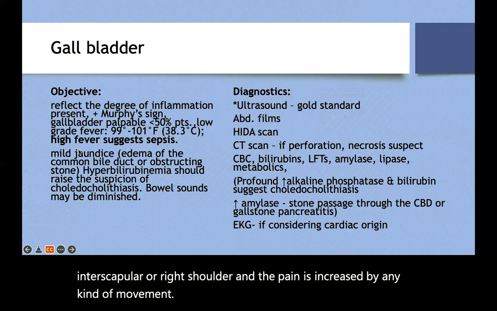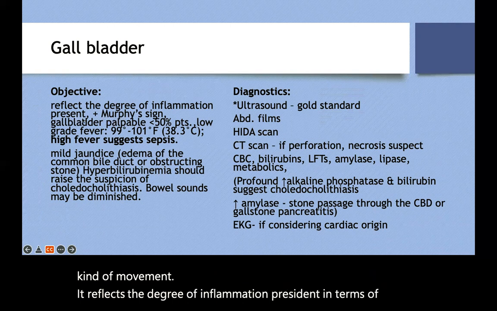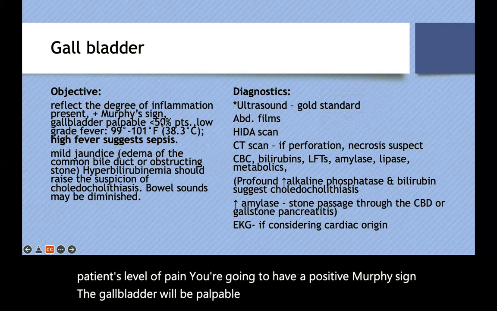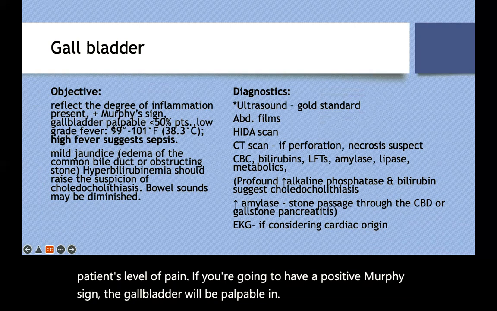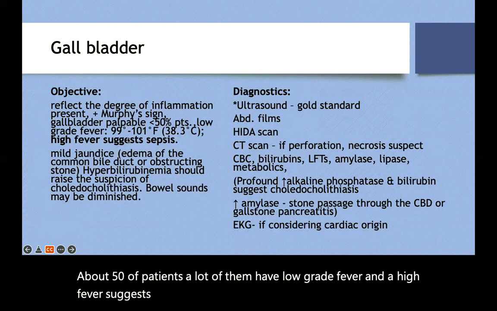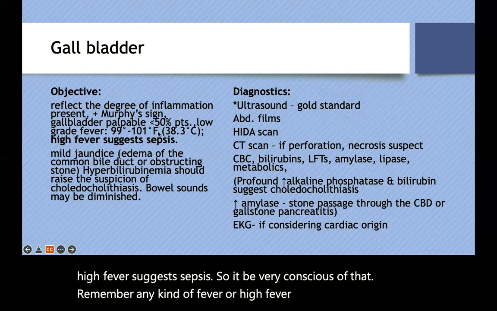Objectively, it reflects the degree of inflammation present in terms of the patient's level of pain. You're going to have a positive Murphy sign. The gallbladder will be palpable in about 50% of patients. A lot of them have low-grade fever, and a high fever suggests sepsis. So be very conscious of that. Remember, any kind of fever or high fever or tachycardia, we're thinking systemic issues.